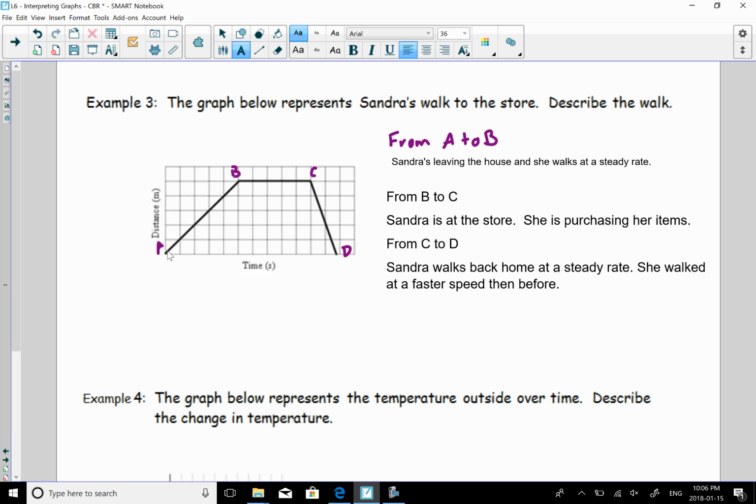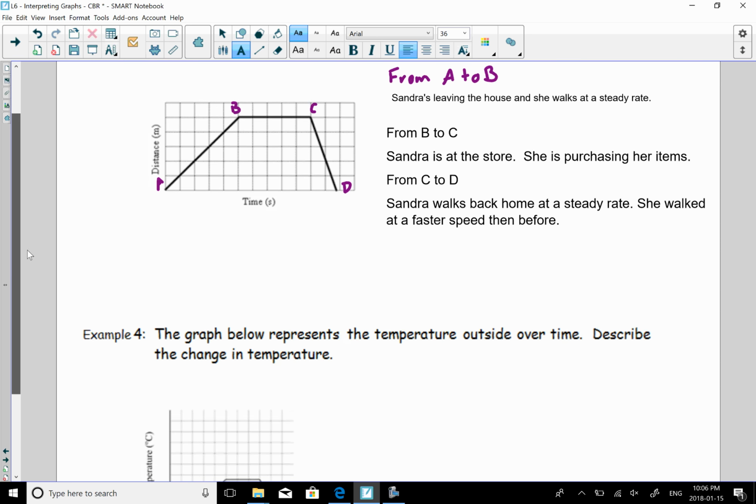Okay, so look at this. A to B, Sandra leaves the house and she walks at a steady rate. From B to C, she stops. So then when she's at the store, she's purchasing her items. So that's why it takes her a little bit of time. And then because this is steeper, Sandra walks back home at a steady rate because it's a line, but she walks at a faster speed than before.